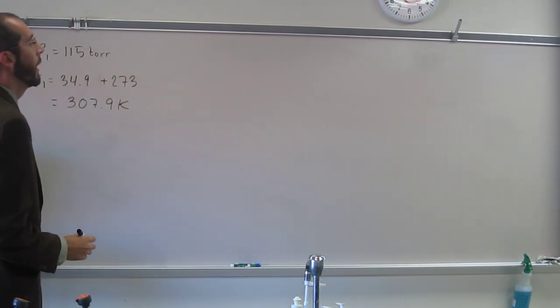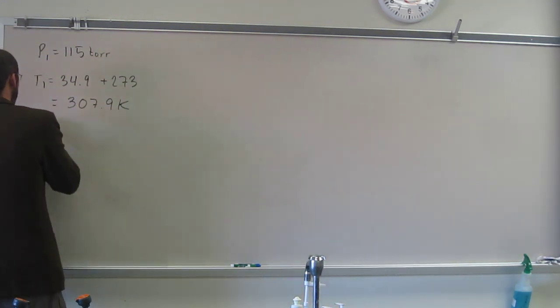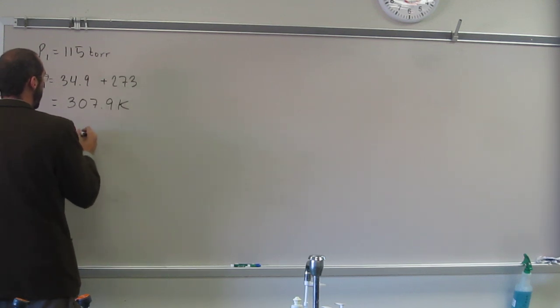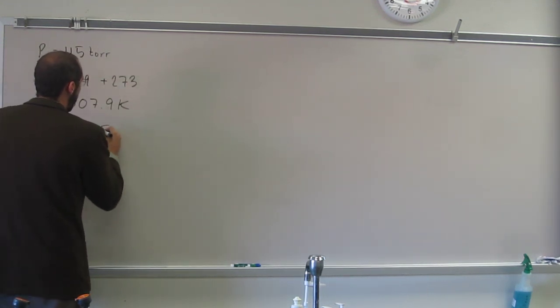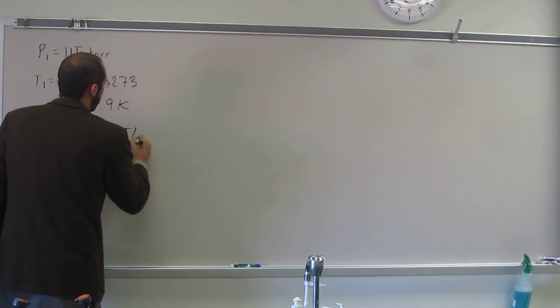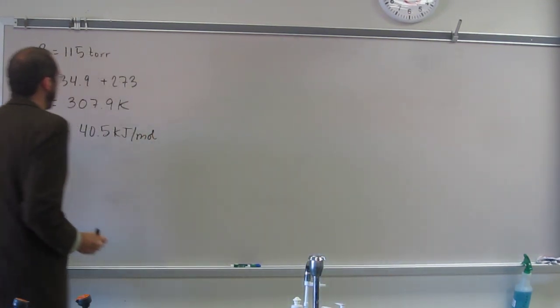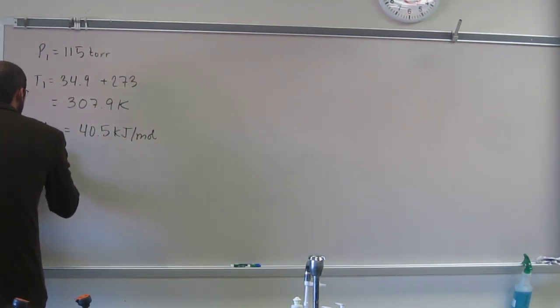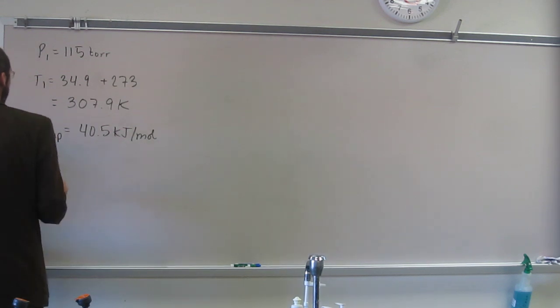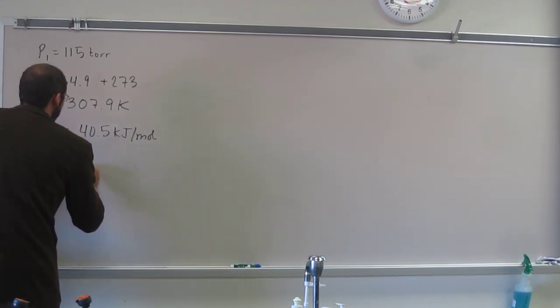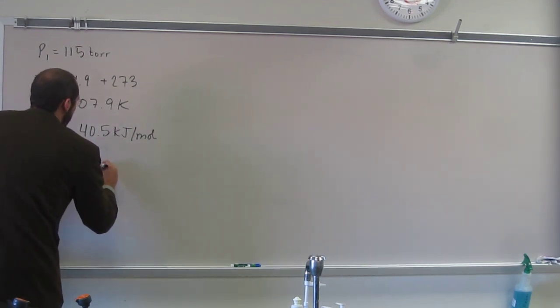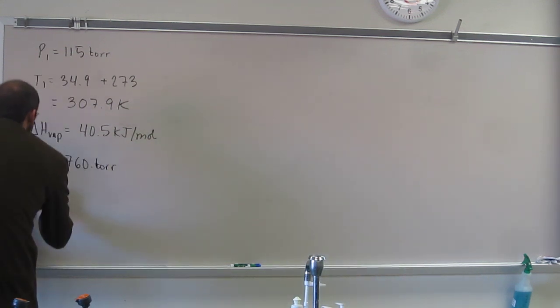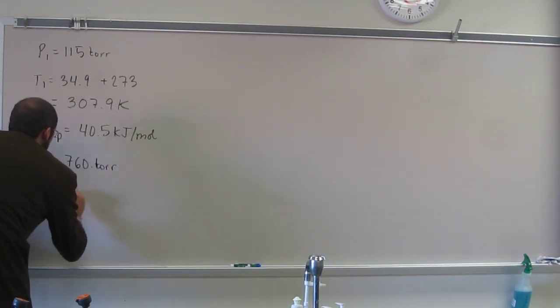Kelvin. It also gives us the heat of vaporization of ethanol, 40.5 kilojoules per mole. It tells us that pressure 2, so we're trying to figure out T2 at P2, and it says that P2 is 760 torr. So we're looking for T2.